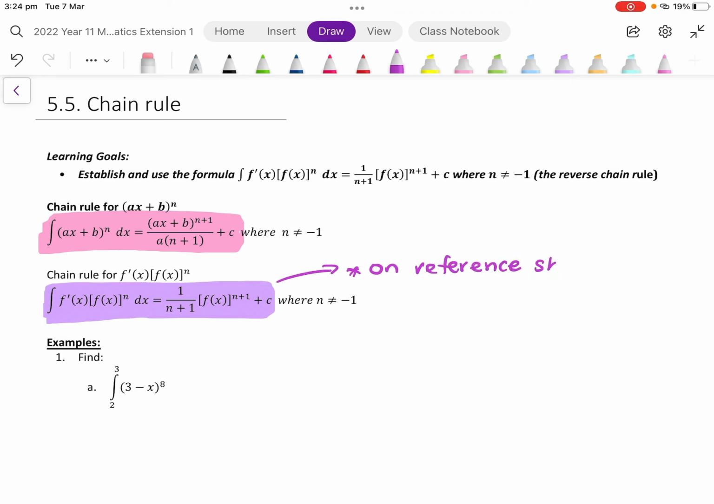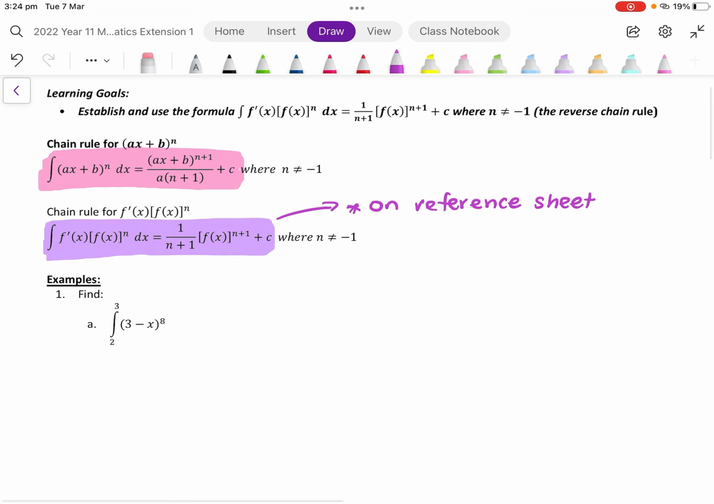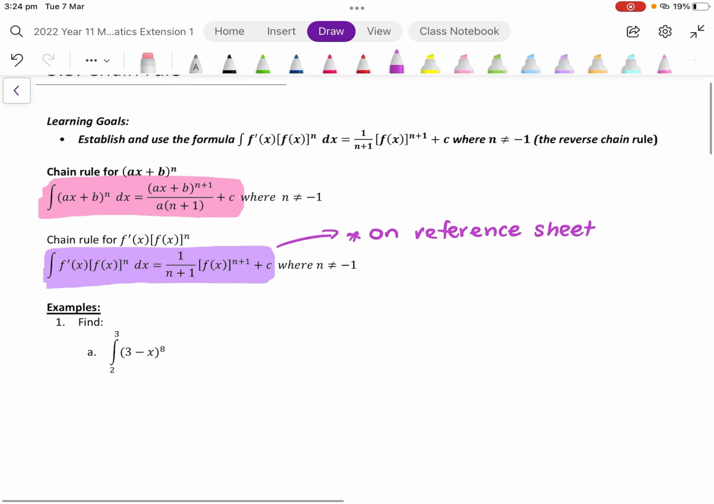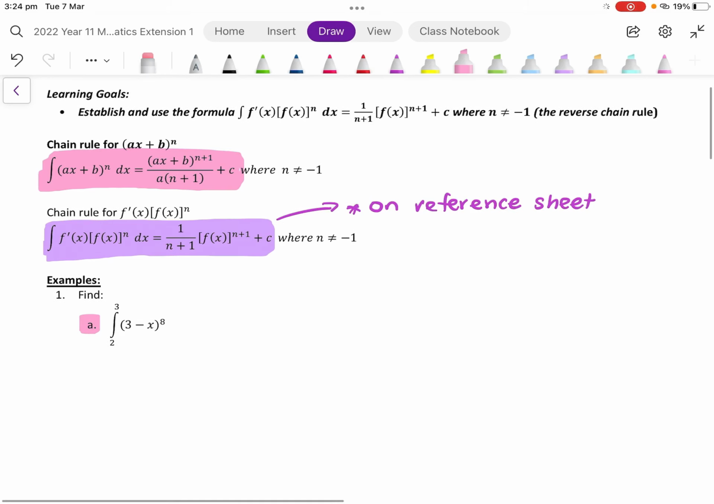Okay, so let's look at how we use these formulas to find the integral of certain things. For part a, we have the integral from 2 to 3 of 3 minus x to the power of 8. We're going to use this pink formula, our reverse chain rule. We have it written a little differently, but we'll be fine. We need our dx here. I can't believe I forgot that. We are going to use this formula.